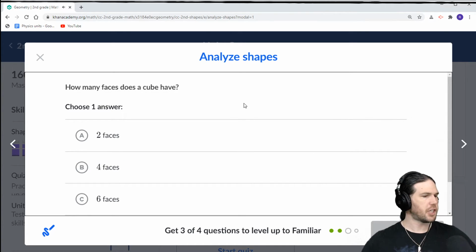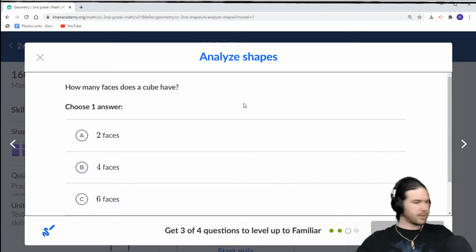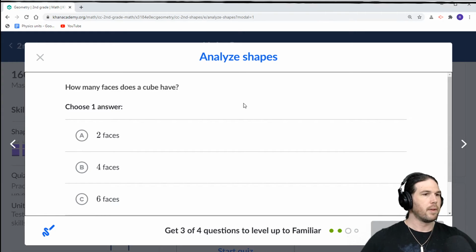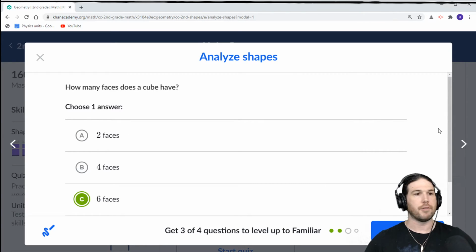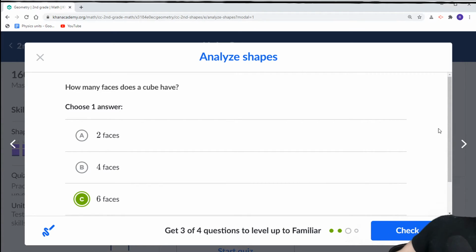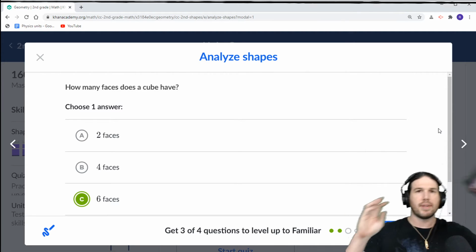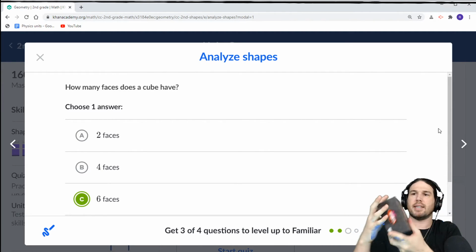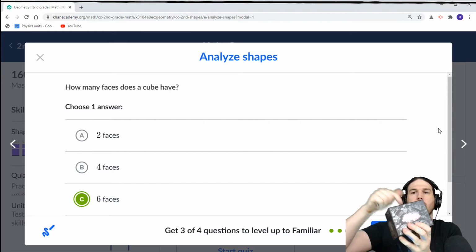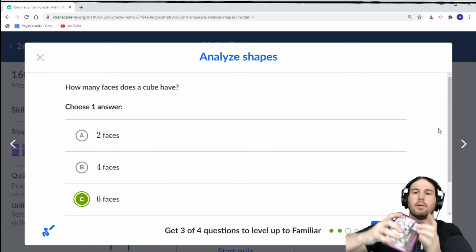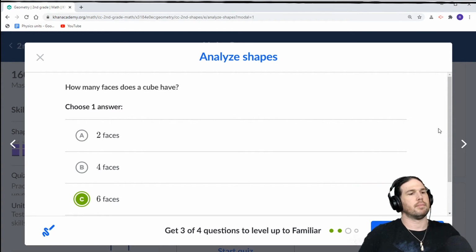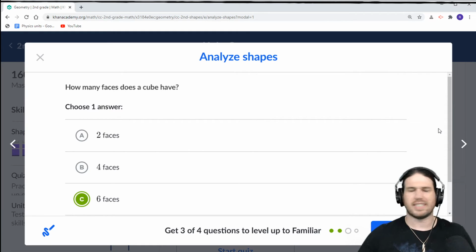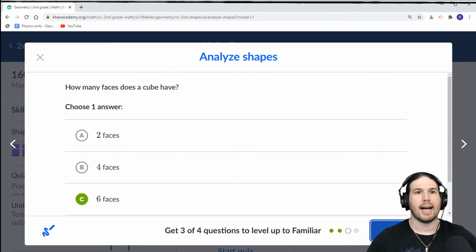How many faces does a cube have? I wish I had like a dice or something on me. Or a pair of dice on me or something. But a cube actually has 6 faces. If you don't believe me, oh, here we go. This isn't quite a cube. It's more of a prism, but you can see 1, 2, 3, 4, 5, 6. 6 faces.